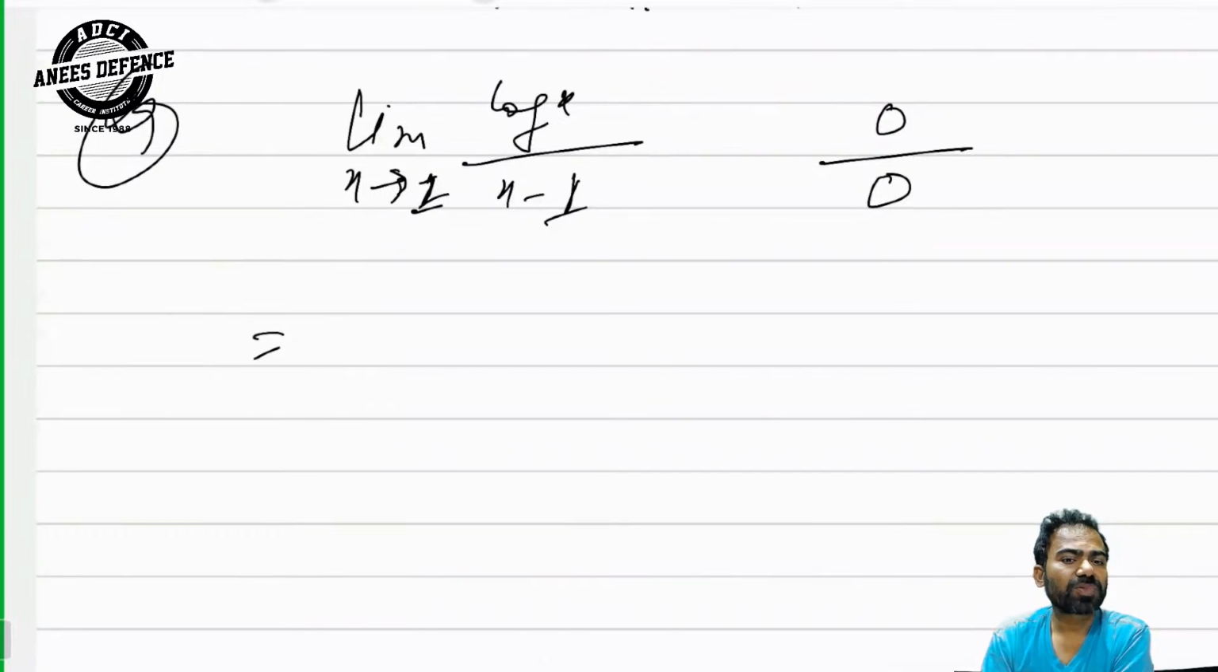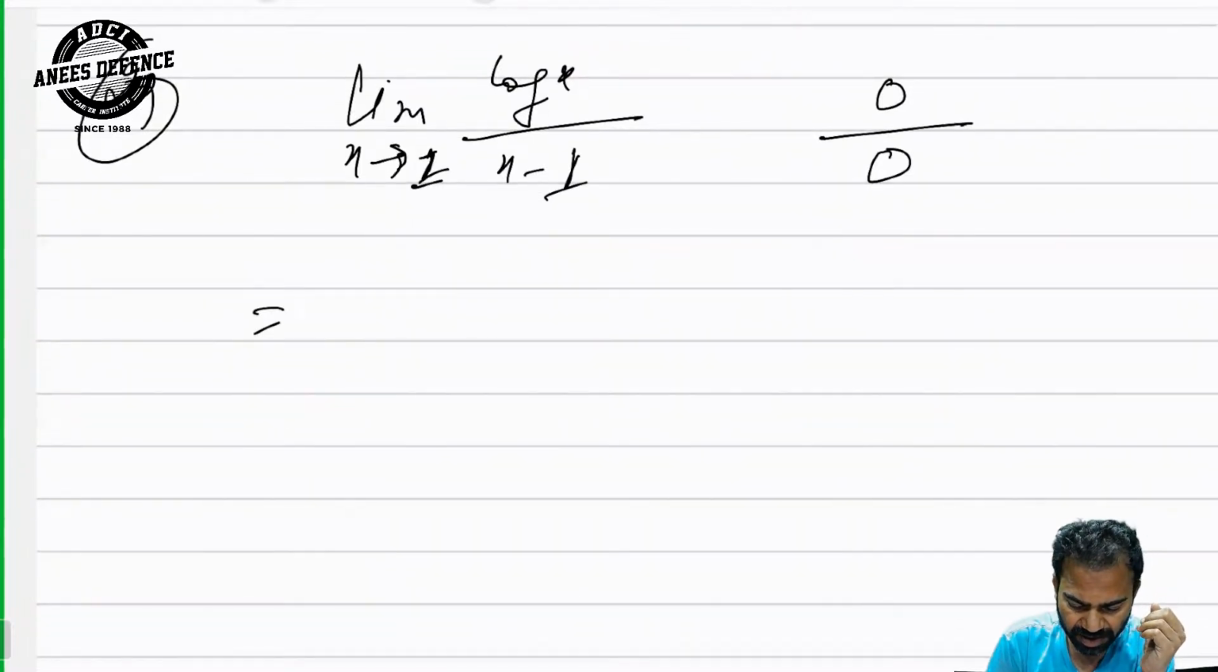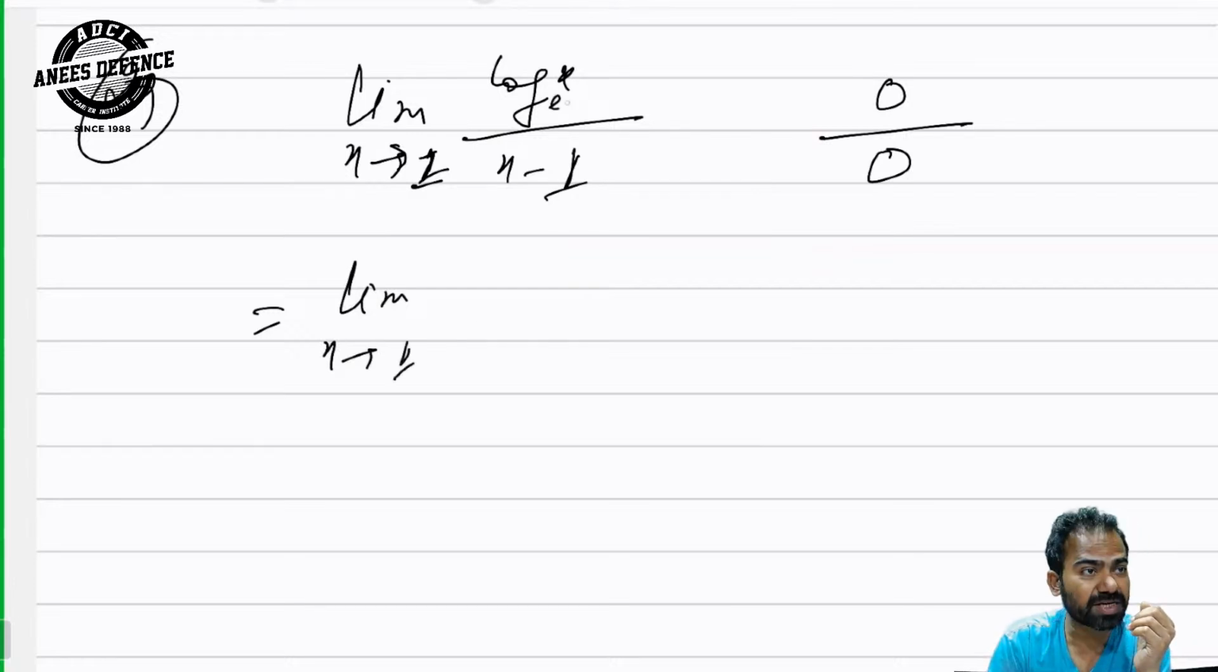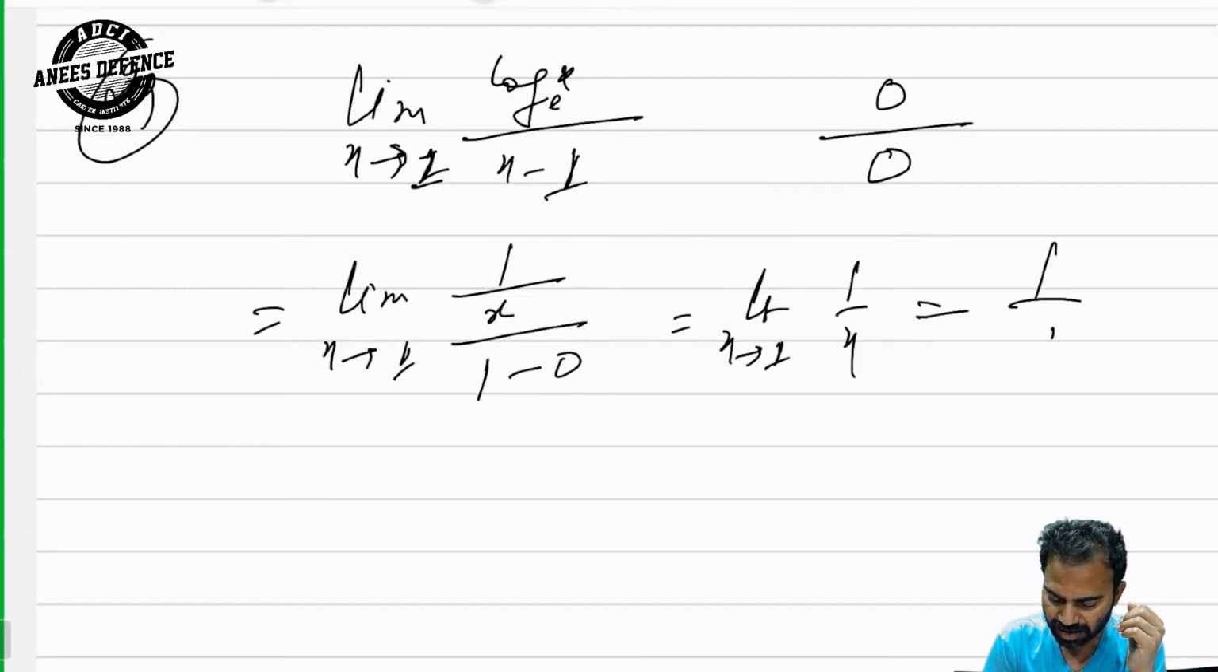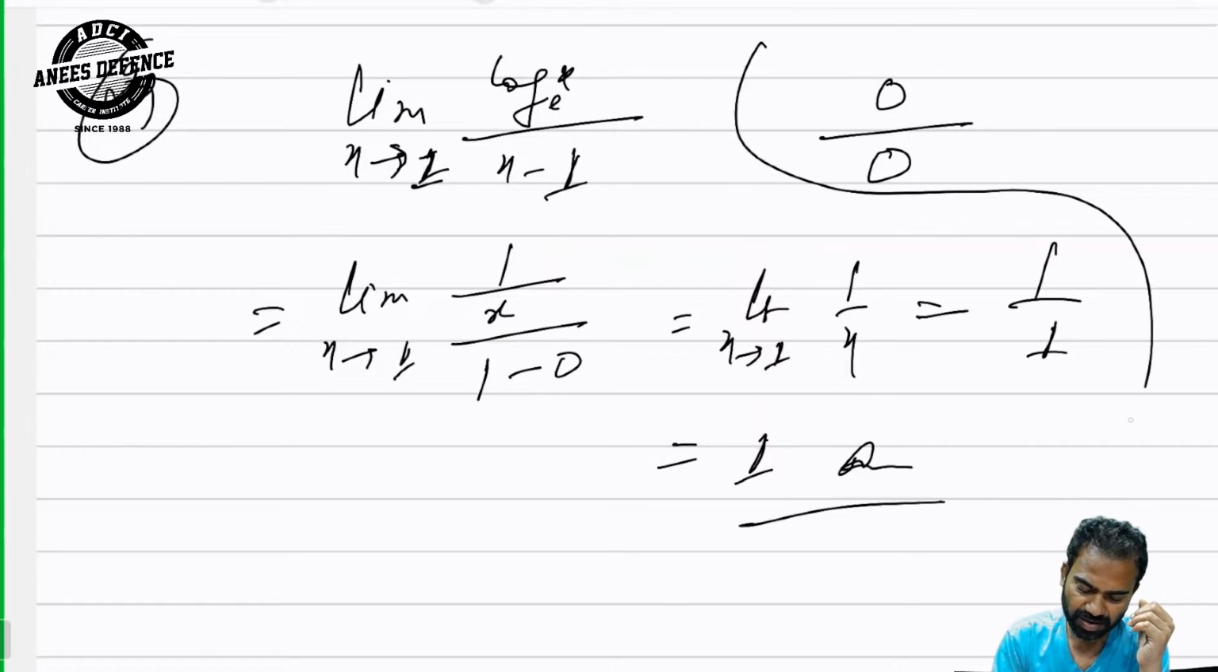Indeterminate form 0 by 0, so we can use L'Hopital's rule. So I will differentiate numerator and denominator separately. If nothing is given as the base, it means base e. Differentiation of log x is 1 by x. The differentiation of x minus 1 is 1 minus 0. So limit x tends to 1 of 1 upon x. Any problem? Now I can put 1. So the answer is 1. Okay. Write it.